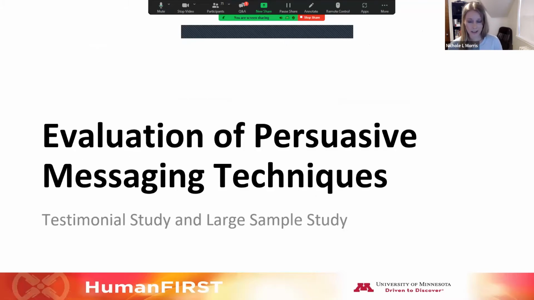So that takes me to the next phase of the research, which was really looking at our persuasive messaging techniques. And we did this through, again, a series of studies. The first was a study examining testimonials.